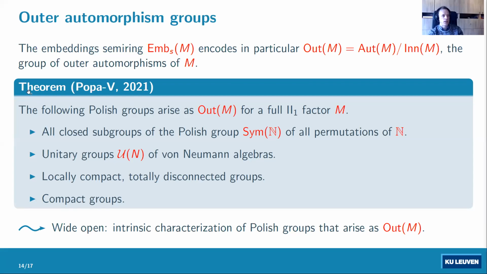Now, the construction that Sorin and I now propose provides such a lot of freedom that not only can we reproduce all known outer automorphism groups, but also many new classes of Polish groups are now realized. For instance, any closed subgroup of the Polish group of permutations of a countable set is realized as an outer automorphism group of a II_1 factor. And there really are, of course, many closed subgroups of these permutations, because any Polish group that is acting on some countable structure somewhere is like this. Also, unitary groups of von Neumann algebras can be realized, locally compact, totally disconnected groups, all compact groups, of course, because of the previous thing, all countable groups, and so on and so forth.